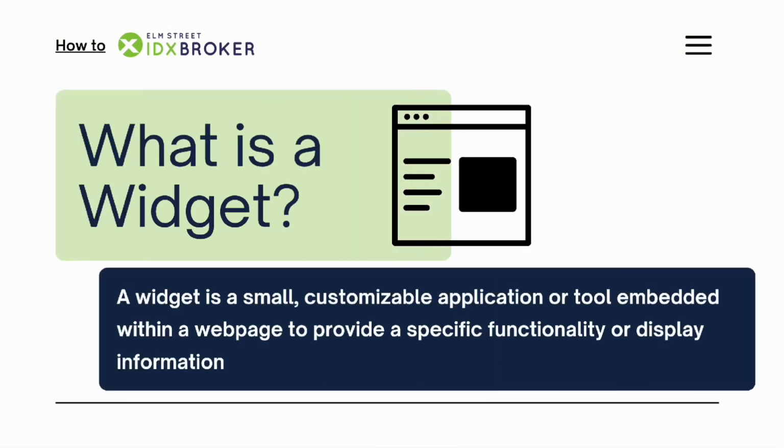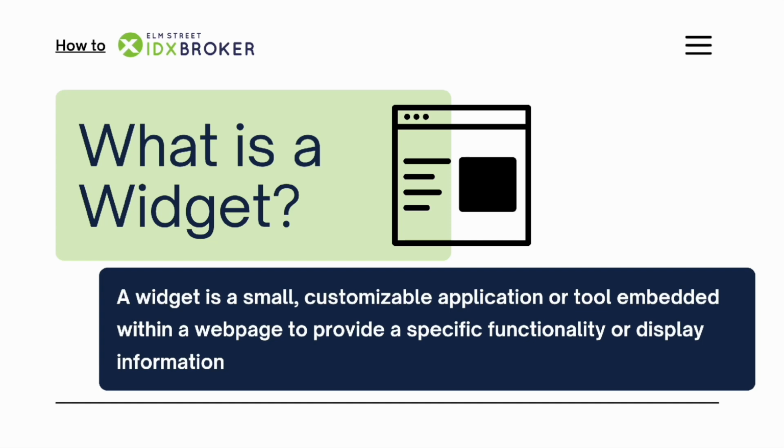Next, what is a widget? So a widget is a small, customizable application or tool embedded within a web page to provide a specific functionality or display information. So basically a widget is just like a little piece of code that does a specific thing on your website. Like for example, a search bar is a widget. Like a home valuation thingy that asks for the address is a widget. Anything put like that on a website is a widget. And you can put it on any web page.